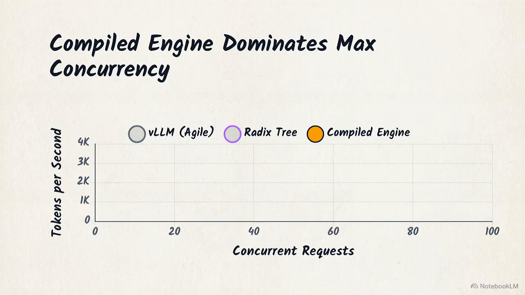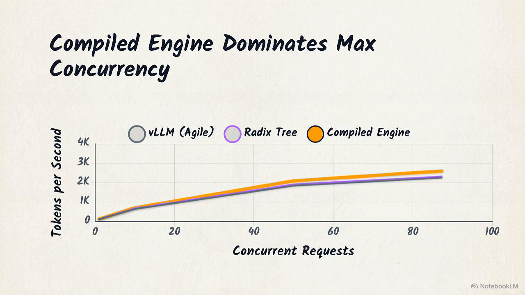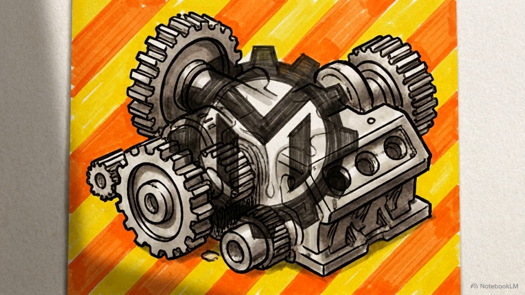This line graph shows output throughput benchmarks across the 3 frameworks. While vLLM is agile, the data proves it is not the fastest at maximum concurrency. At 100 concurrent requests, the compiled engine pulls ahead, hitting a peak of nearly 2,780 tokens per second. That absolute peak performance definitively belongs to TensorRT LLM.